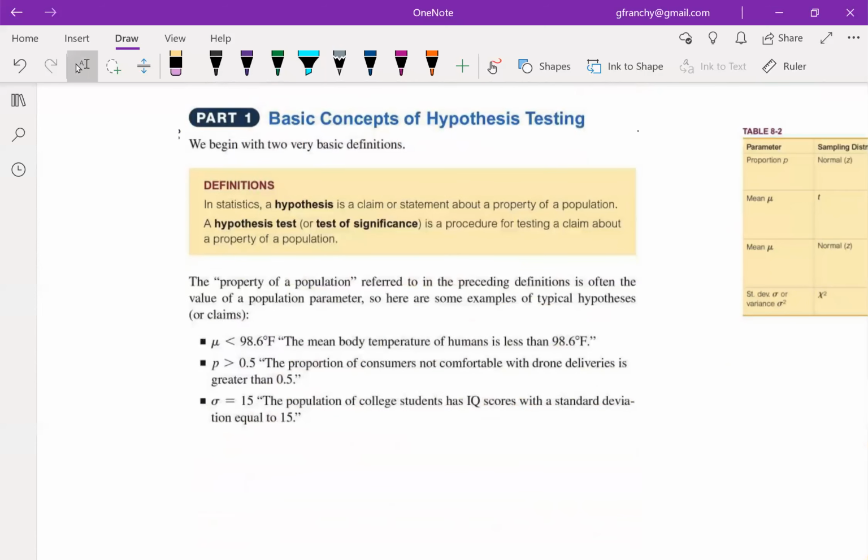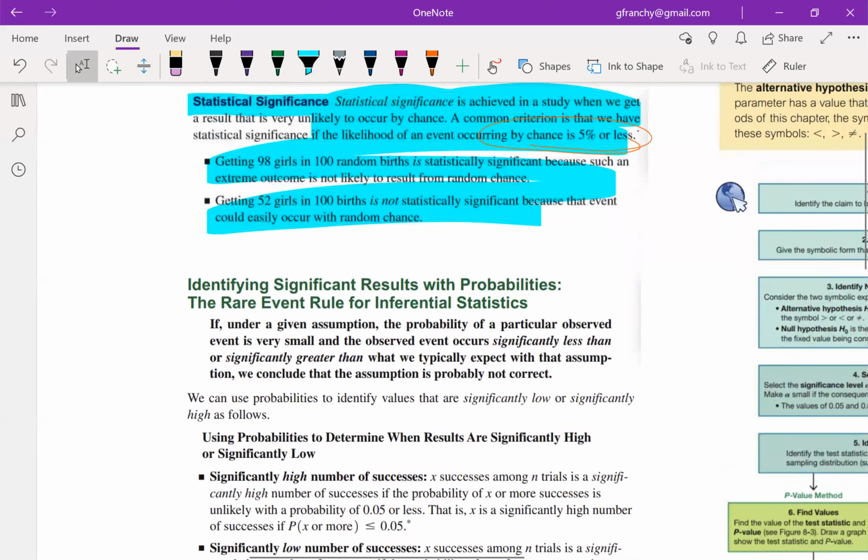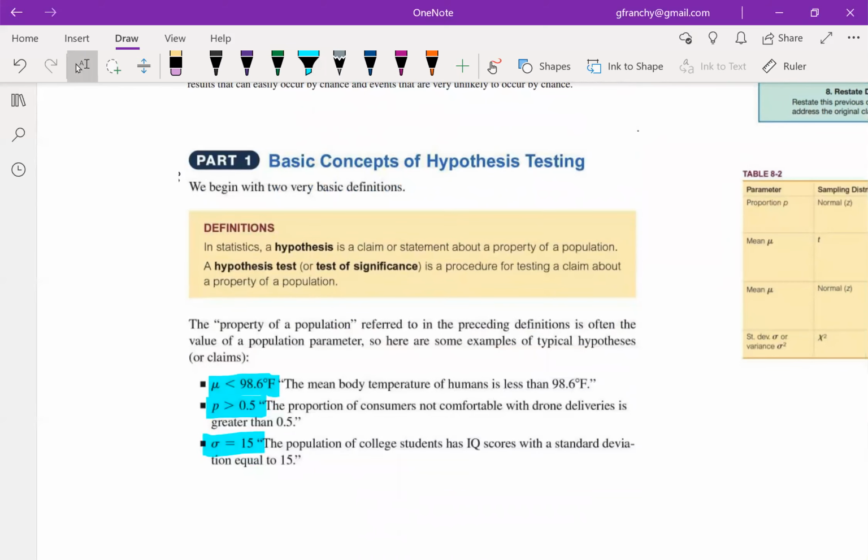And they start us out in hypothesis testing by introducing us to the idea of a hypothesis. A hypothesis is simply a claim or a statement made about a property of the population. So we're going to make claims about the population. Specifically, in Chapter 8, we're going to make claims about population means, population proportions, population standard deviations. And these claims are going to set the basis for what our given assumption is. And then we're going to compute a probability based on the sample data, and make a decision relating back to the claim.